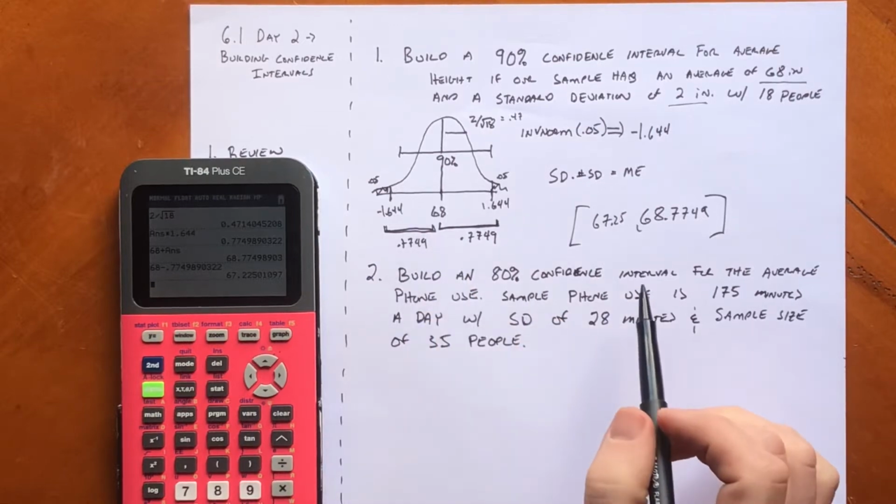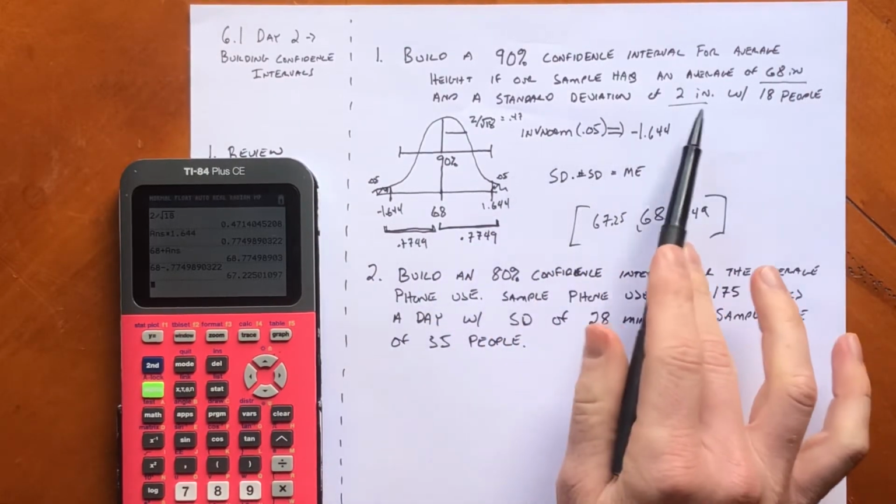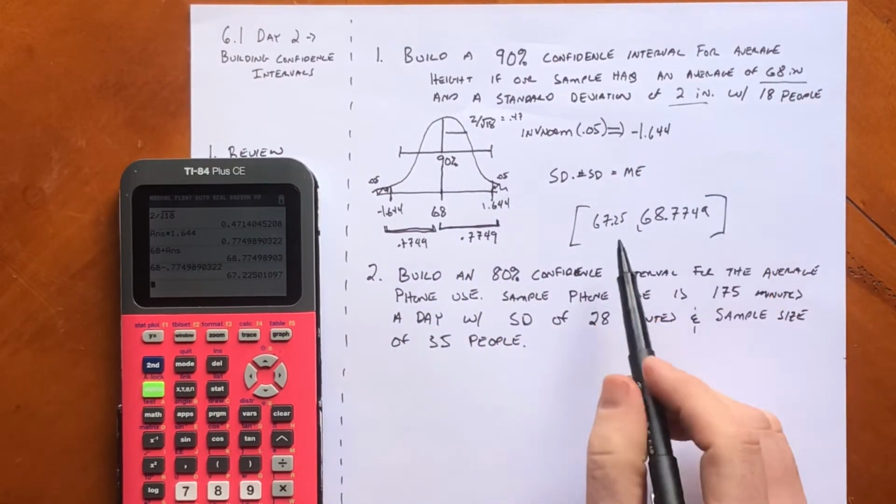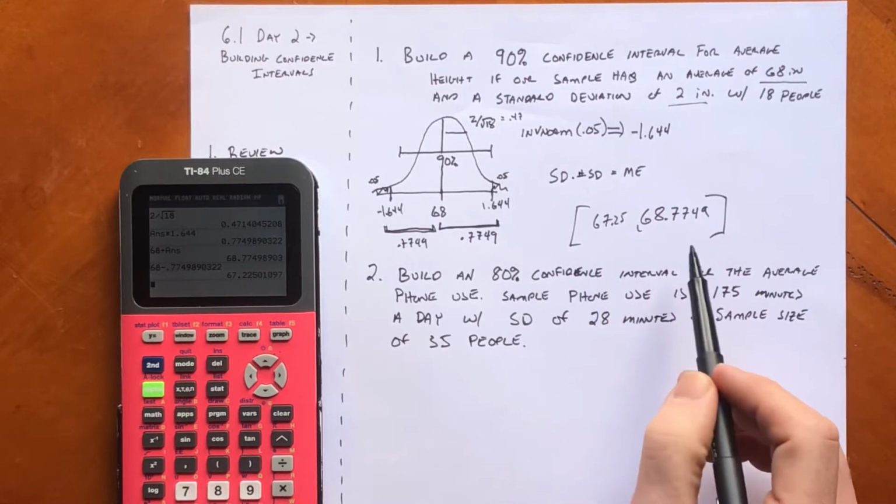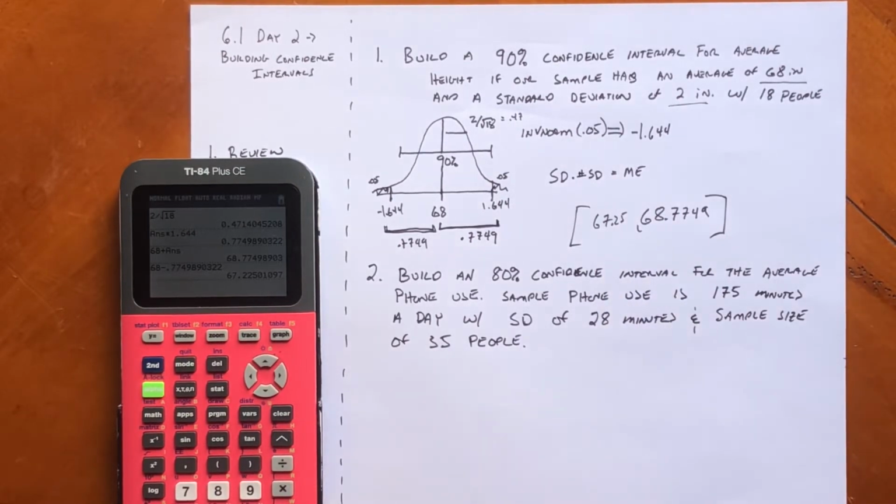Okay, and then the final context, right? So I'm 90% confident that the true mean height of 18 people is between 67.25 inches and 68.77 inches. Okay.